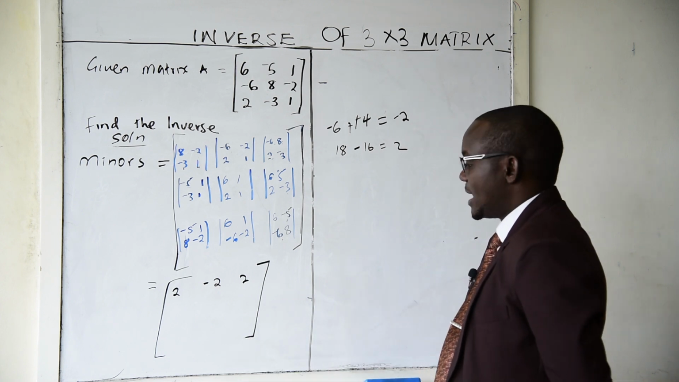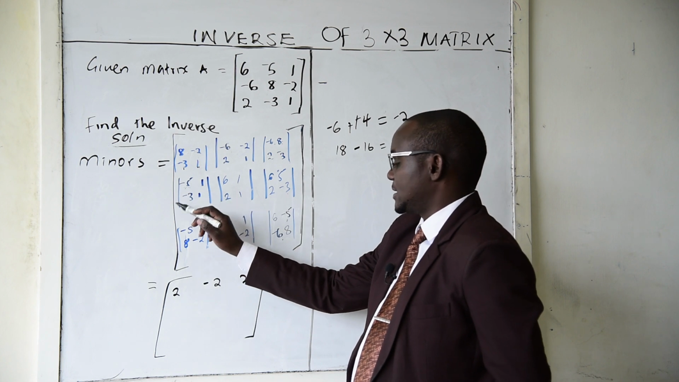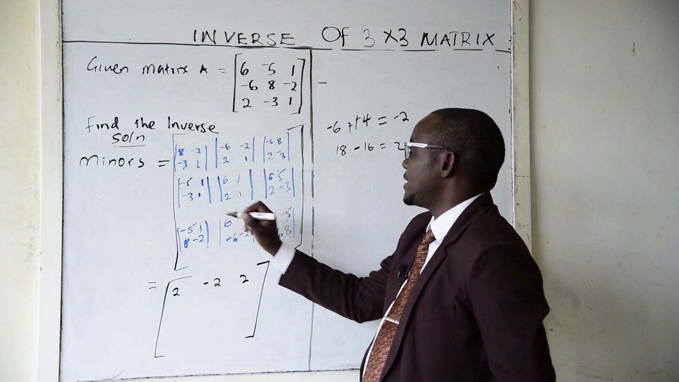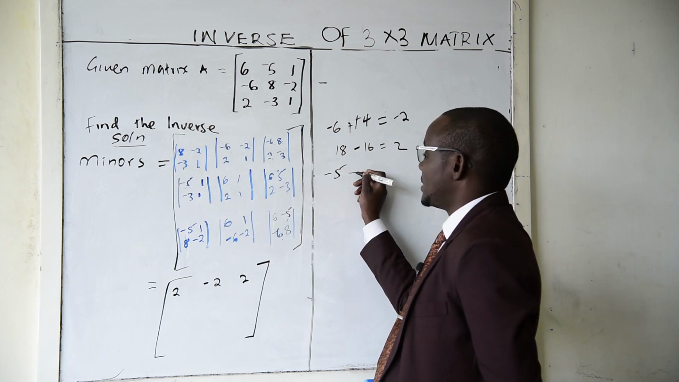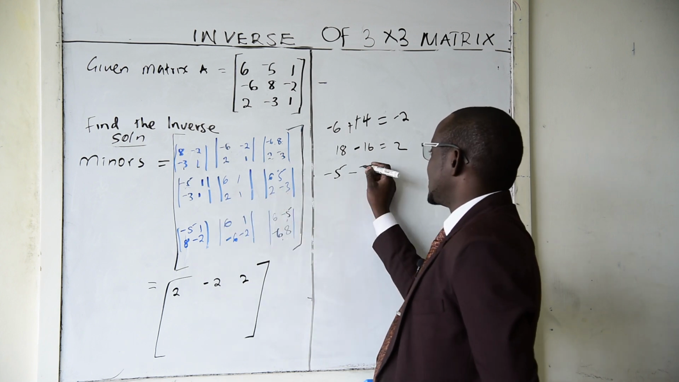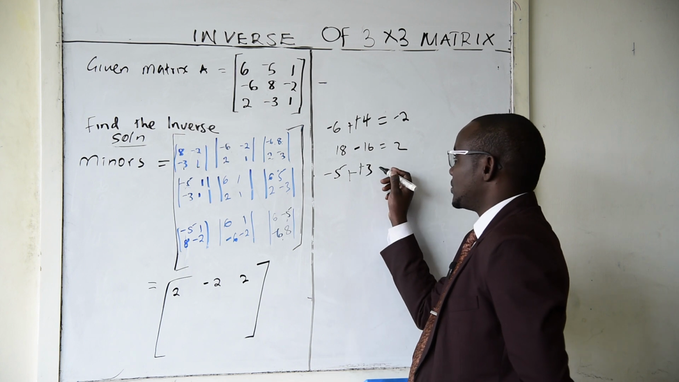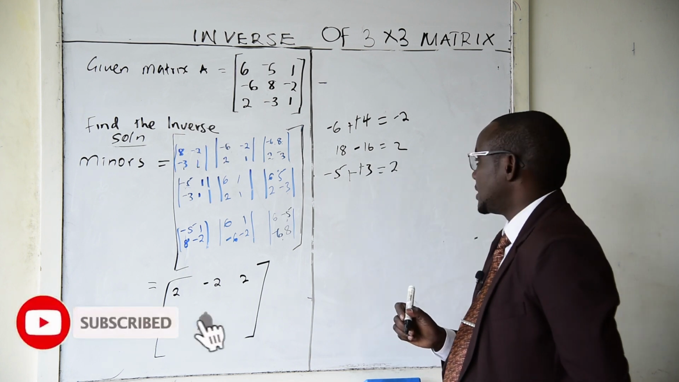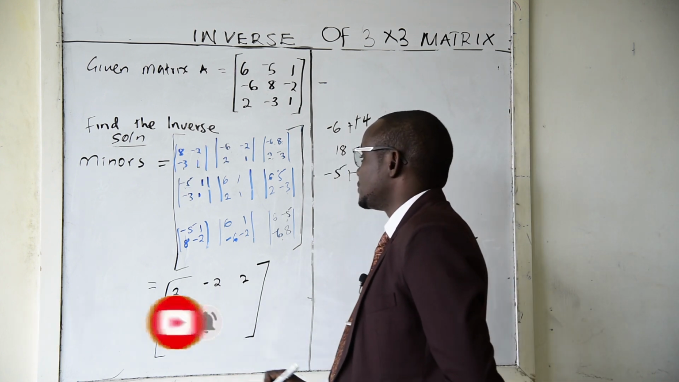Those are row 1 for the minor. We go to the second element in the second row. We have negative 5 multiplied by 1, which is negative 5, minus 1 multiplied by 3, negative 3. Minus negative 3 becomes a positive, and this is actually a negative 2. So the first element here is negative 2.